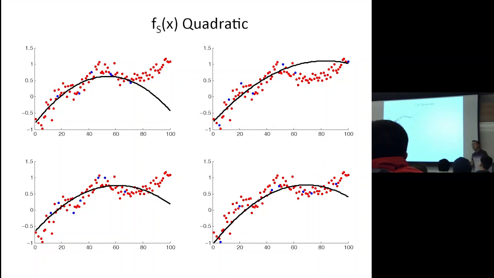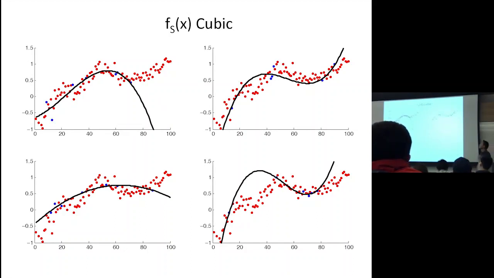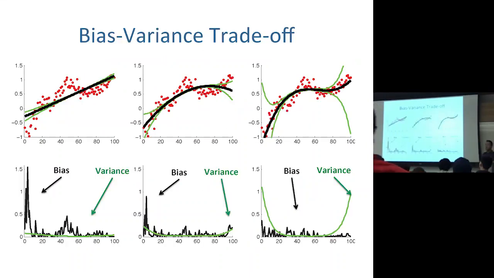We do the same thing for our more complicated model class, like quadratic, right? So I collected these 7, I get this quadratic curve. I get these 7, I get this one, so on and so forth. And you do the same thing for cubic. And then, I could do this average, right?